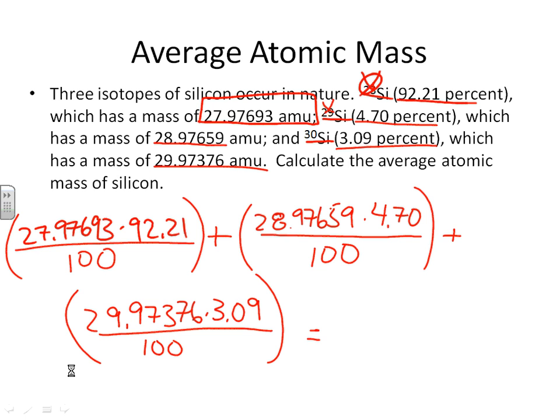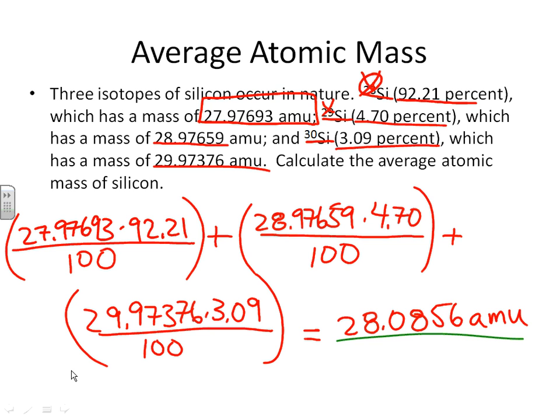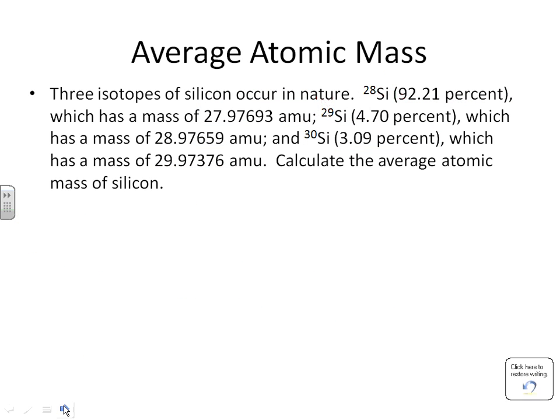When you do that math out, and I would recommend actually writing down what you get after you do this, you should get an answer of 28.0856. The unit is AMU, atomic mass unit, and you'll notice that this is closest to silicon-28. It means that, okay, silicon-28 occurs 92% of the time, so it makes sense that the weighted average be closest to that particular value, and it is. And then one other problem.